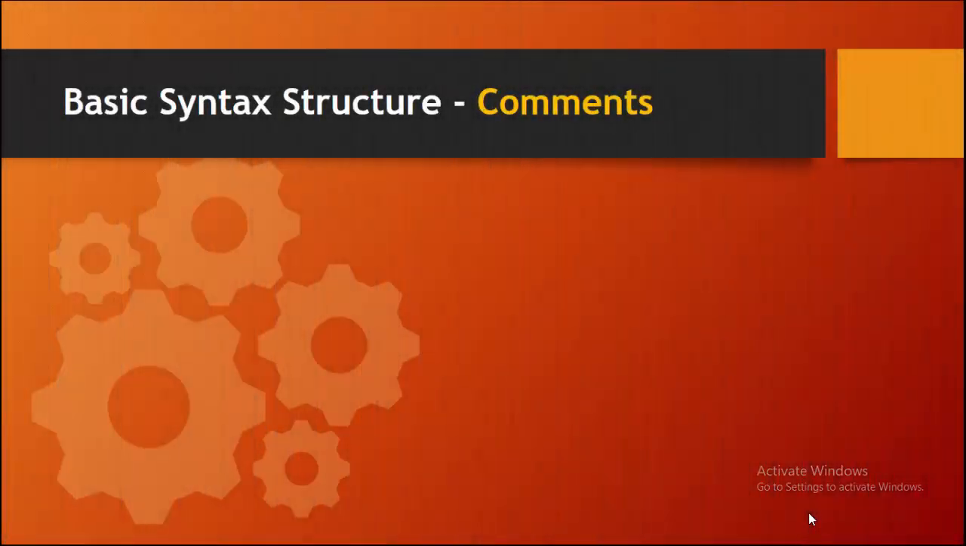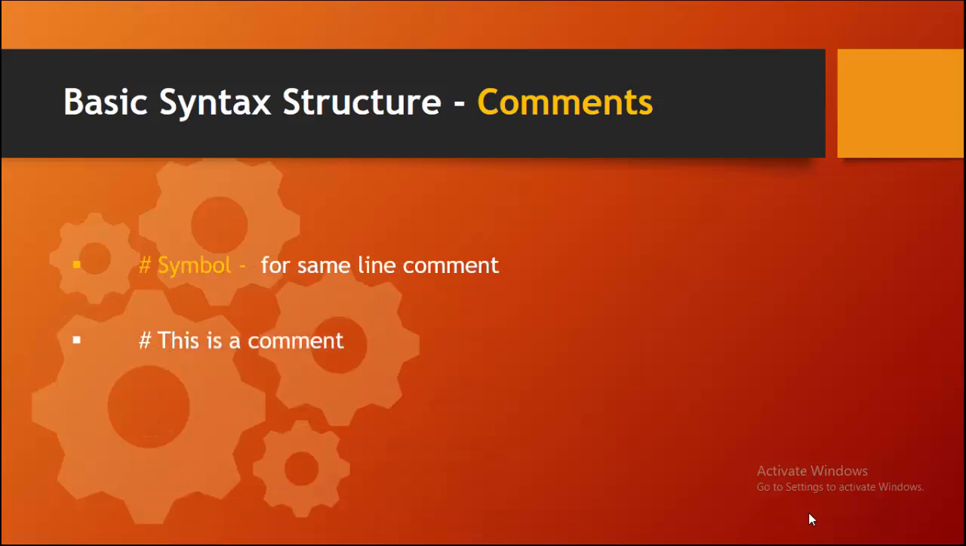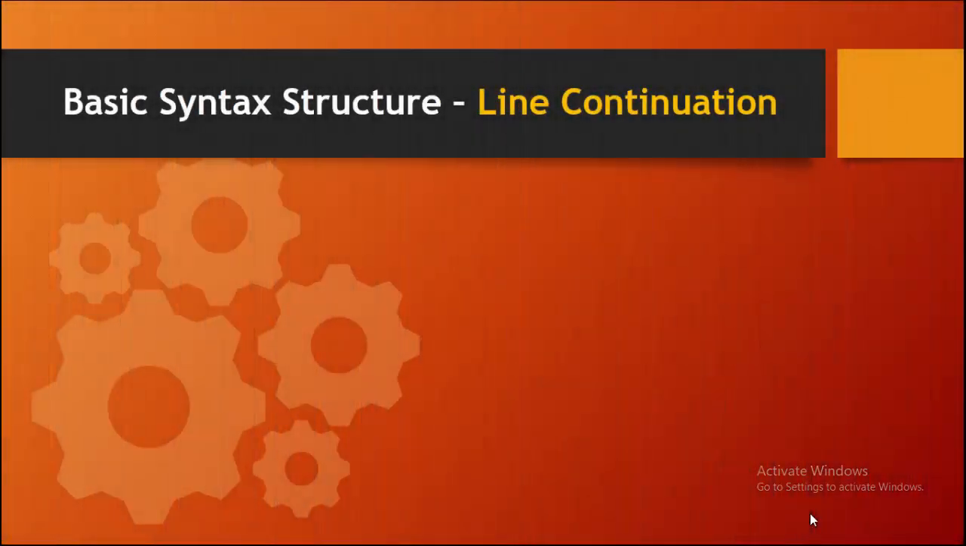Comments. Use comments to explain your code. In Python, you can create a comment using the hash symbol. Everything after that on the same line is ignored by the interpreter. Example: hash, this is a comment. Line continuation. If a statement is too long, you can split it across multiple lines using a backslash. These are some of the basics that lay the groundwork for writing Python code.